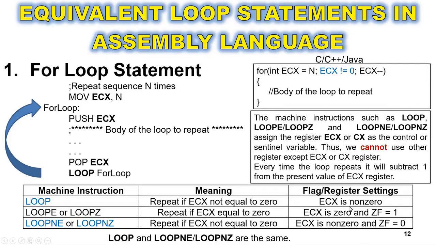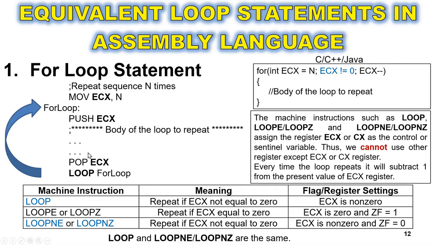Although assembly language has the machine instructions loop, loop E or loop Z, and loop NE or loop NZ, it has no built-in structured loop statements compared to high-level programming languages such as Java, C#, Visual Basic, Python, and so on. Therefore, we need to create a code template to mimic a loop statement. Let us now learn the code template for the for loop statement.